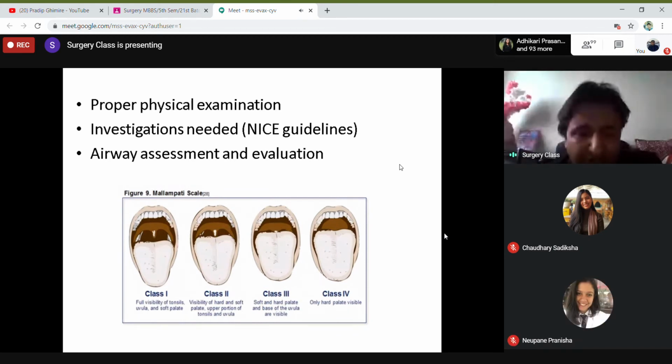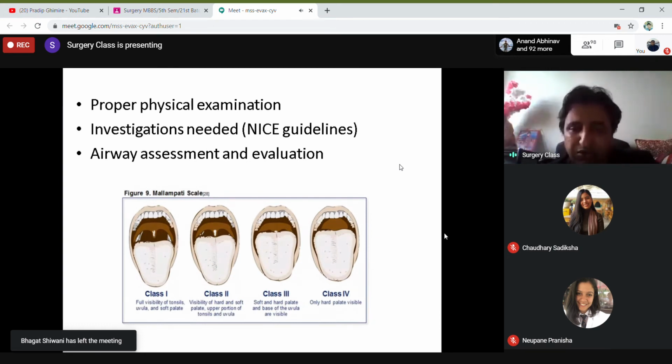a tool used in our part of the world called the Mallampati scale. It is used by anesthesiologists most of the time, and they will ask the patient to open the oral cavity and see the various classes of the oral cavity. You can see the difference, where in the last one only the hard palate is visible.